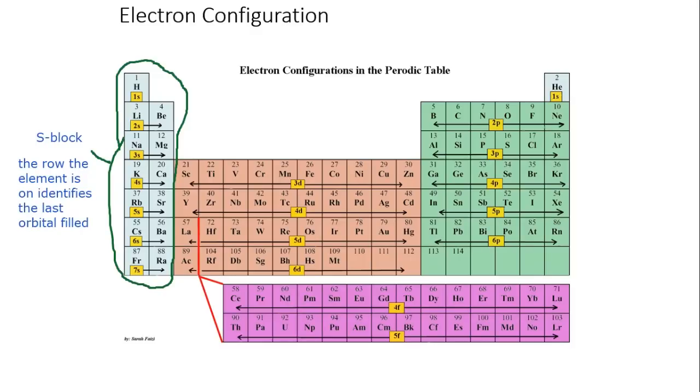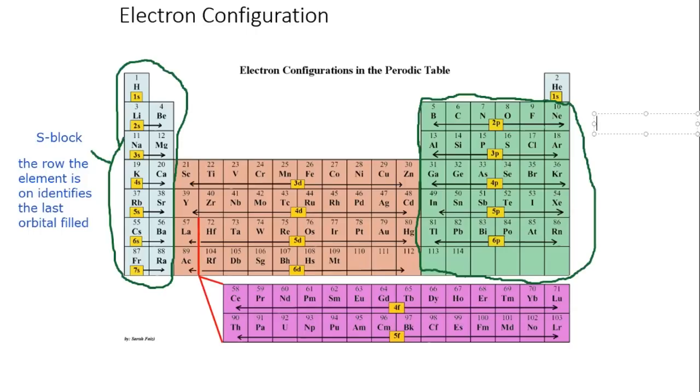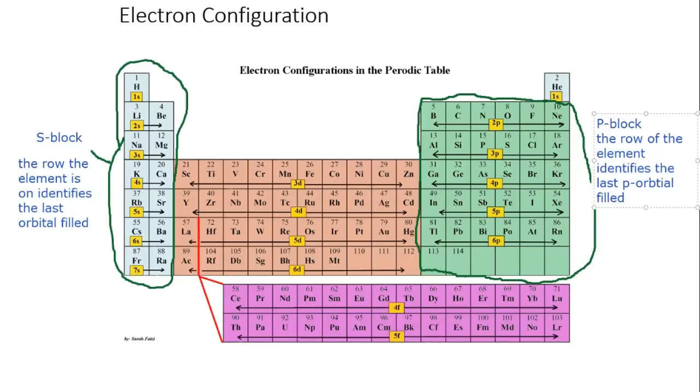Now on the opposite end, over here we have what's called the p block. So all of these elements in the p block end in a p orbital. So the row of the element identifies the last p orbital filled. So if you're iodine, which is on the fifth row, the last p orbital filled would be 5p, and it would have 5 electrons because if you count from indium to iodine, you count 5. Selenium's on the fourth row, the last orbital filled is a 4p, and it has 4 of them, because you count from gallium to selenium, you count 4 electrons.